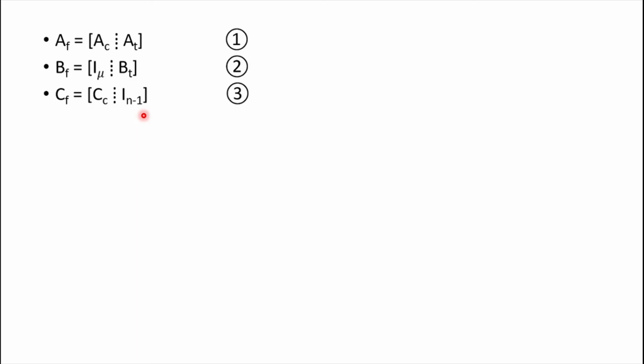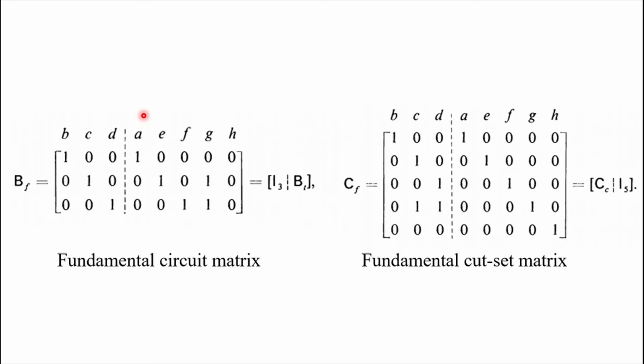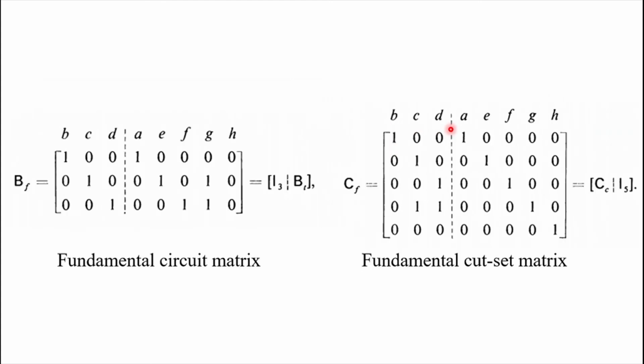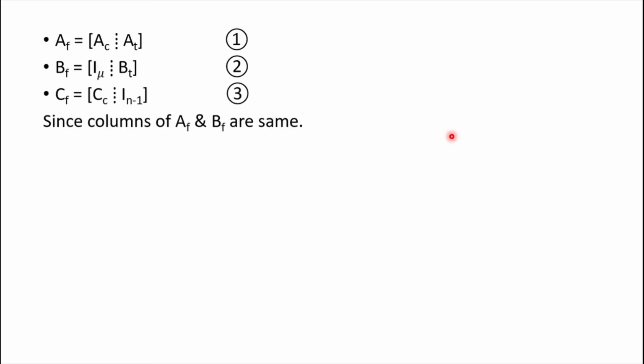One thing to be taken into account is that for all these three matrices, the order of the edges is the same. As you can see, the order is the same for all of them, the same edges, the same columns in all the three matrices. So since the columns of AF and BF are the same, we can apply this particular property. The property is A·B^T is equal to B·A^T is equal to 0.